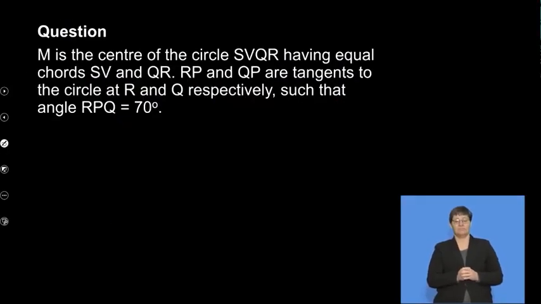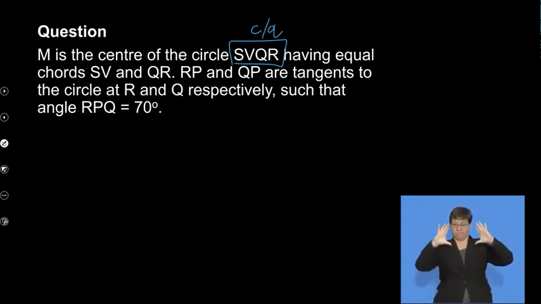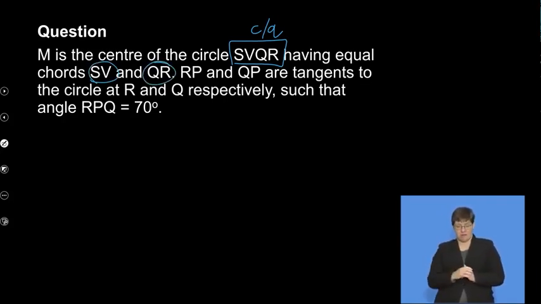So here they say M is the center of the circle SVQR. That simply tells us that we are dealing with a cyclic quadrilateral because 4 points are on the circumference, right? You might think about it, although it might not be a four-sided shape, but if we have 4 points, then we can think about a cyclic quad. Having equal chords, which are SV and QR, tells us we can think about an isosceles triangle somewhere.